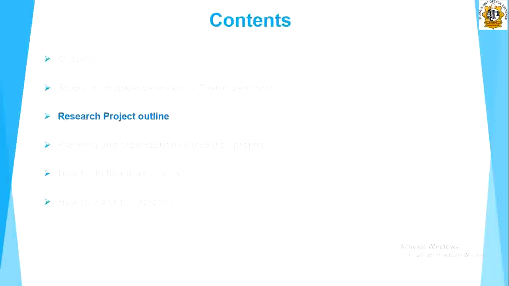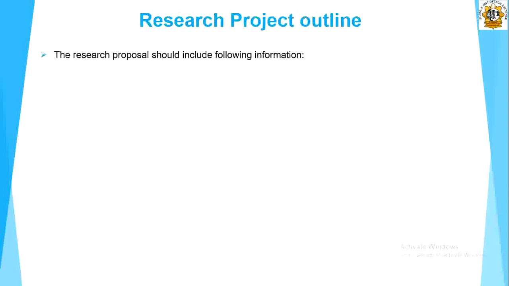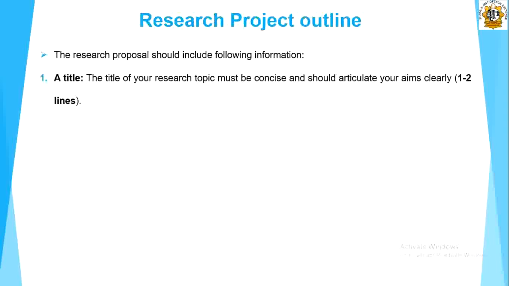Then comes the research project outline. What contents you have to add in your research project. So a research project should include the following information: a title. A title must be very concise and should articulate your aims clearly. What is your aim? What are you going to do? It can be one or two lines, not more than that.